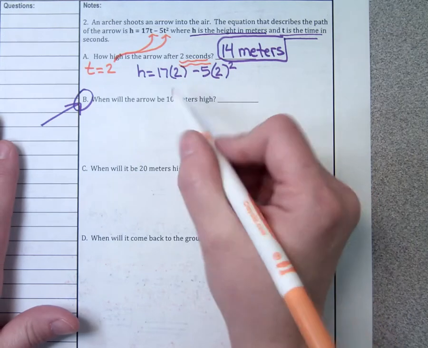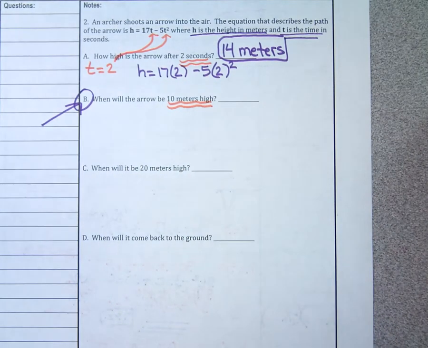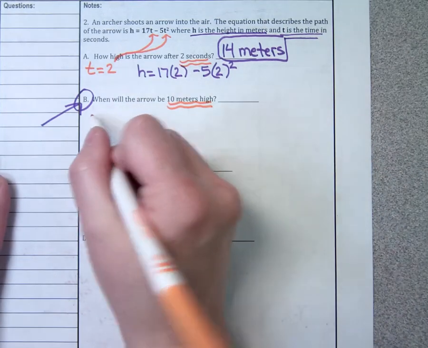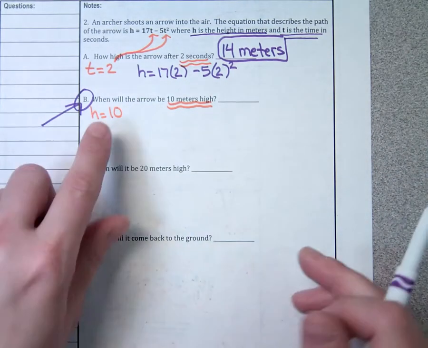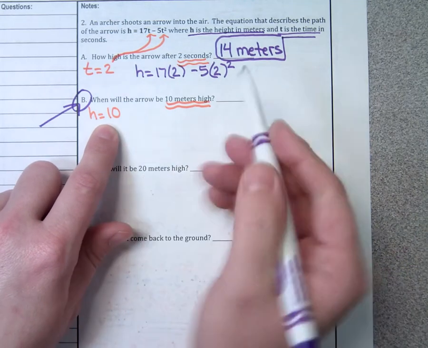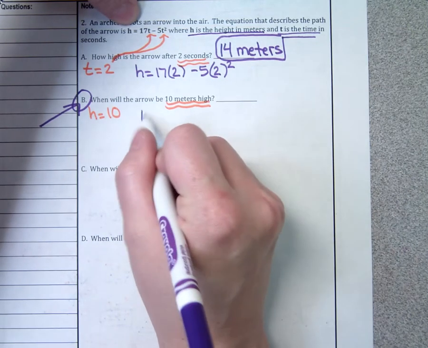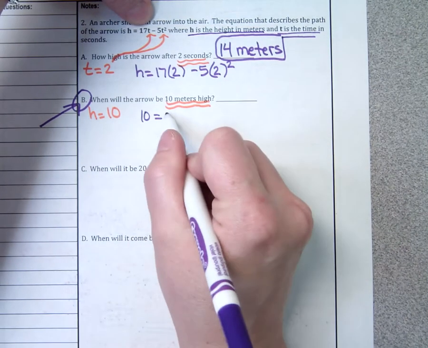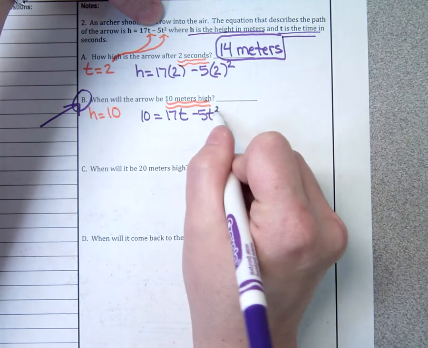It's not. Okay, when they say, when will the arrow be 10 meters high, are they giving you the height or are they giving you the time? They're giving you the height. They're telling you that the height is 10. Okay, so if this is the height, where will I put the 10? Into the h. So instead of h equals, it's going to be 10 equals. And then I'm going to recopy the 17t and the minus 5t squared.